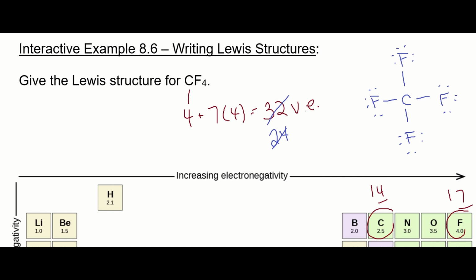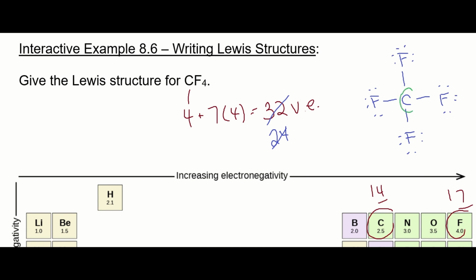Carbon has also achieved the octet, 2, 4, 6, 8, so this is all looking good. Formal charges are all zeros all around. So this is your Lewis structure for carbon tetrafluoride. Now let's take a look at the VSEPR geometry.